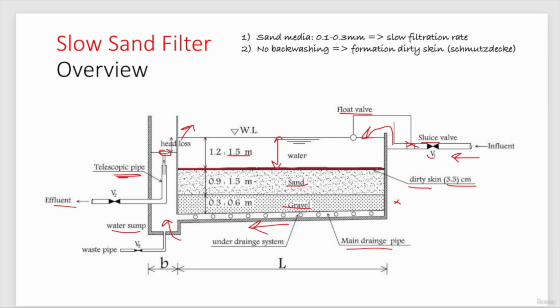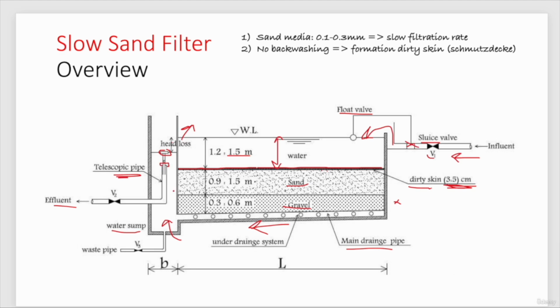Throughout the time, the dirty skin that has an ideal depth of 3 to 5 centimeters, the depth will start increasing and the head loss will increase. So the water level in the sump will start decreasing. So when it reaches this level, that is the critical level, the float will close the pipe. Okay, so I will erase this. So this float will reach the top of the pipe and it will close it.